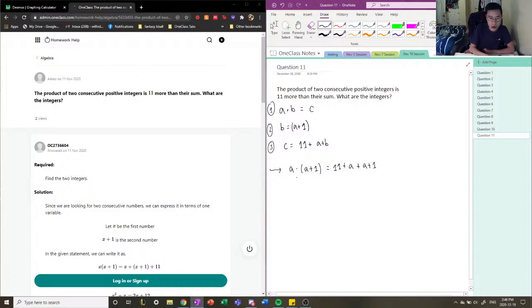So now we can just find the integer a, and by finding the integer a, we can find the integer b. If we expand the left side, we will get a squared plus a. The right-hand side is going to be 12 plus 2a. Now we have to find the value of a that makes this equation true.